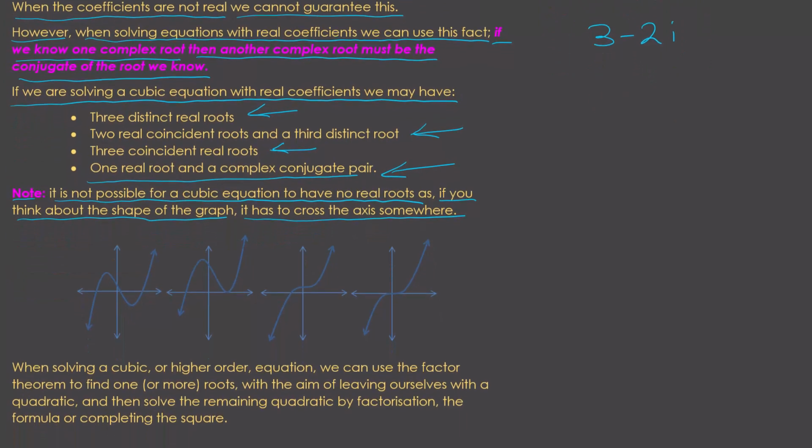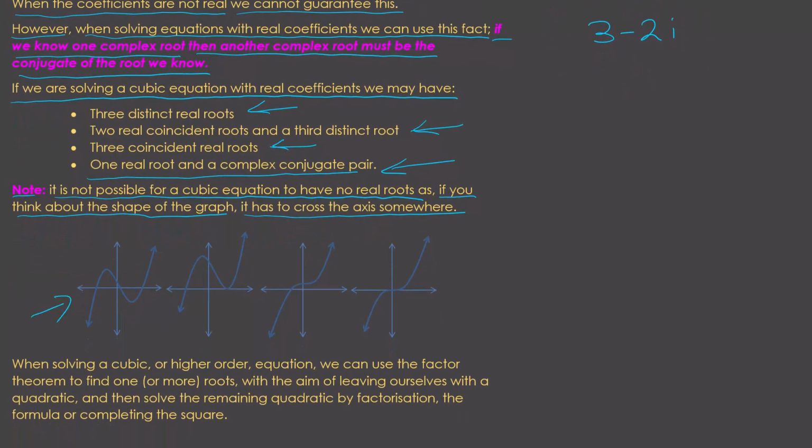So we have some different situations here. 3 distinct real roots, a repeated root, and then a distinct one over here. This one here seems to have coincident roots. But this one here would have the one real root and then a conjugate pair.